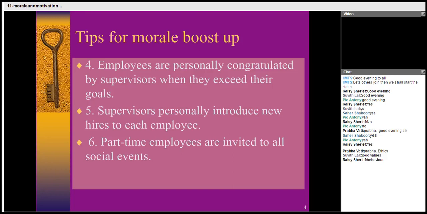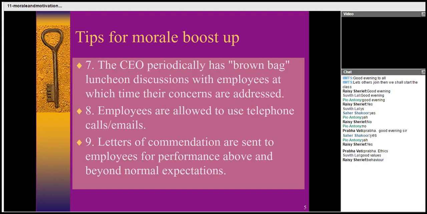Because at times we get annoyed in the organization. Sometimes we do not like something happening around us. So we need somebody's positive motivation so that our morale boosts up and we come out of that negative frame of mind and become positive. So that is what morale boost up is.